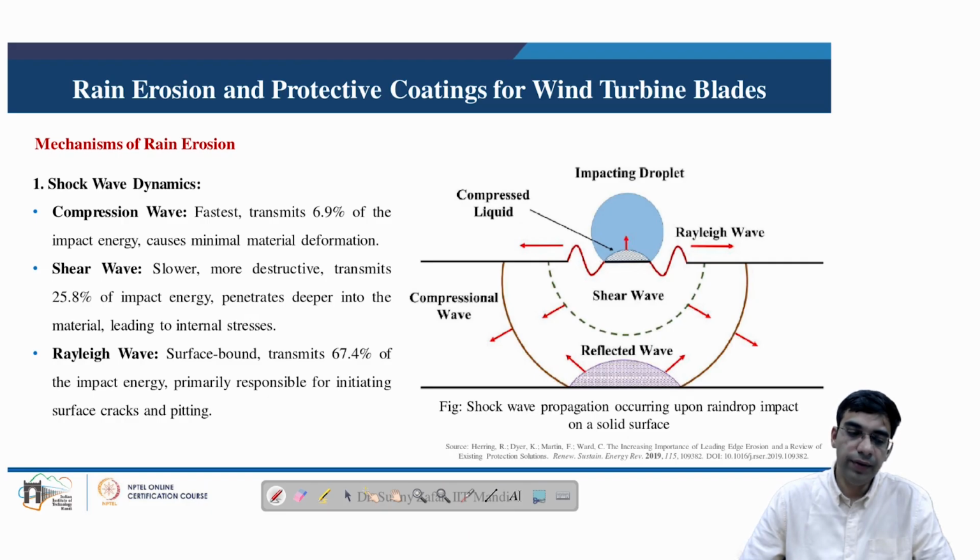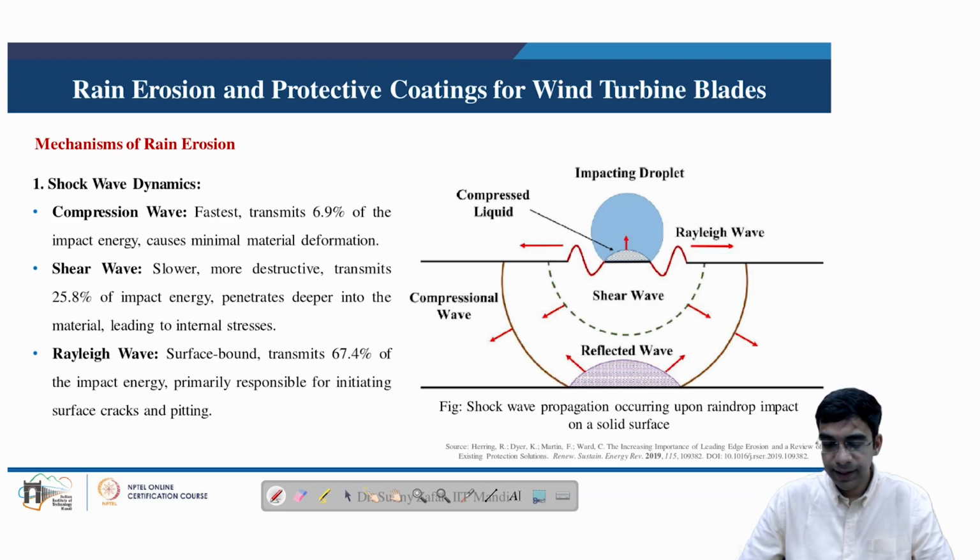The next shock wave dynamic mechanism includes the shear wave, which is relatively slower but more destructive, and transmits about one fourth of the impact energy, penetrating deep into the material, leading to generation of internal stresses. The third mechanism is the Rayleigh wave, which is the surface-bound wave that transmits almost two-thirds of the impact energy and is primarily responsible for generation of surface cracks and pitting.